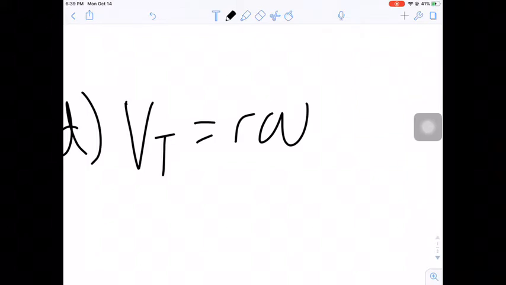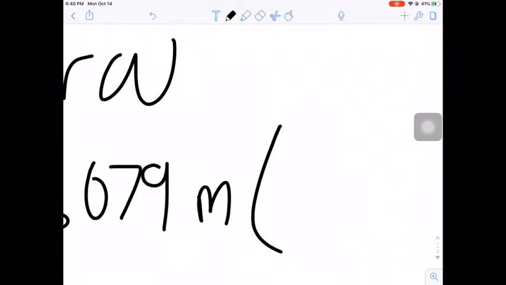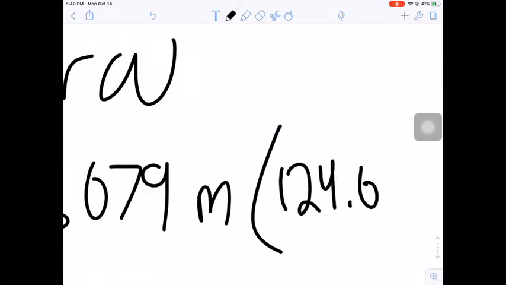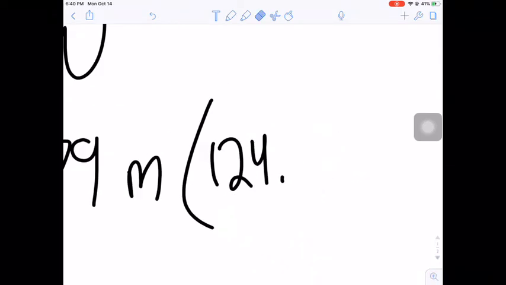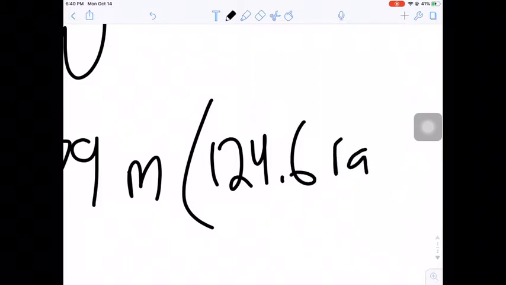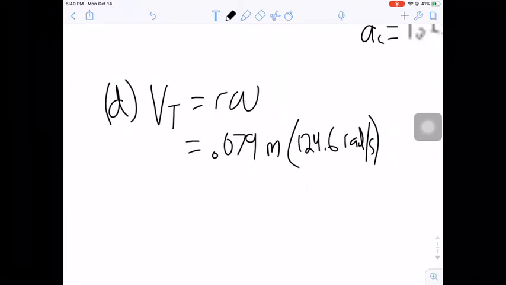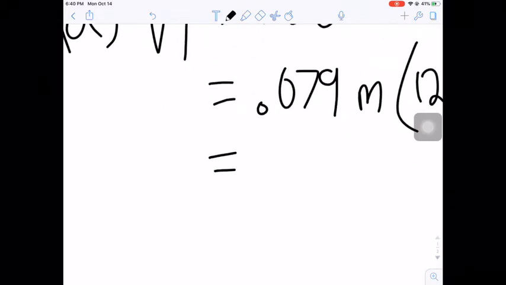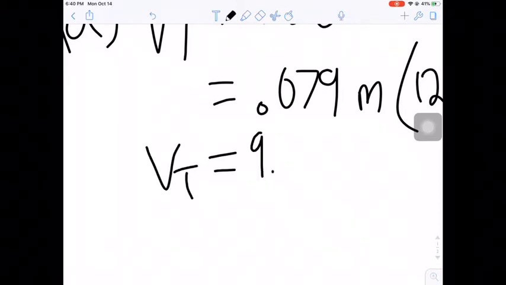You have to convert that to meters, and we already did that: 0.079 meters times 124.6 rads per second. And that gets you a tangential velocity of 9.84 meters per second.